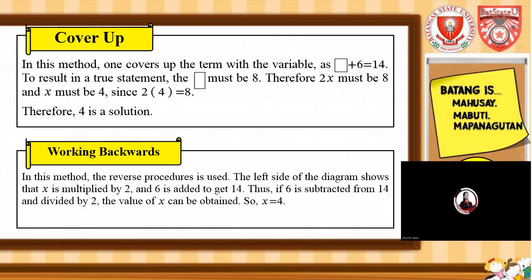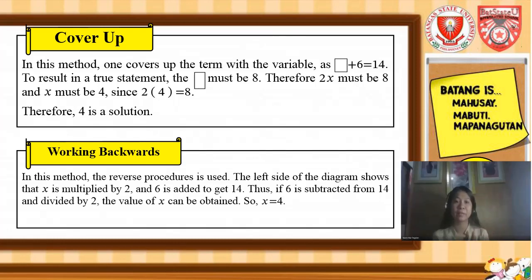In this method, one covers up the term with the variable as a blank. We have 2x plus 6 is equal to 14, right? So we are going to cover up the 2x. So we get blank plus 6 is equal to 14. For this to be a true statement, the blank or the covered-up term must be 8. Therefore, 2x must be equal to 8 and x must be 4. Since 2 times 4 is 8, the solution is 4.